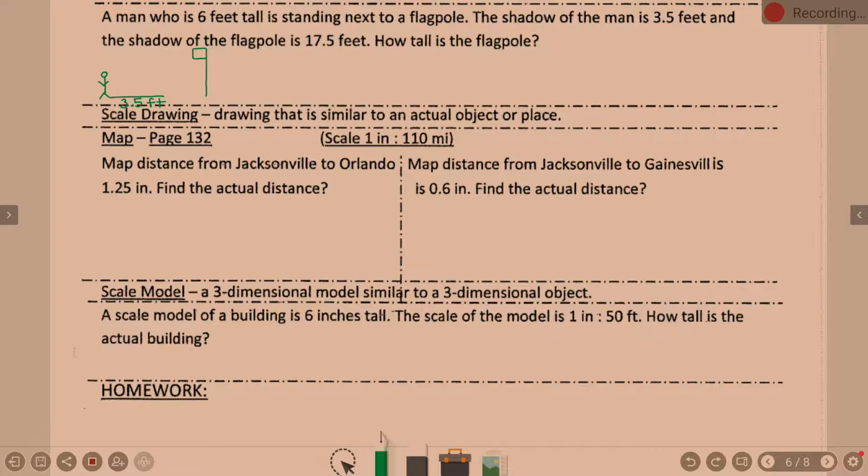Then it says the shadow of the flagpole. Where's the shadow of the flagpole? On the ground. And that is 17.5 feet. Oh, and I forgot to say, the man is how tall? 6 foot. Man is 6 foot tall.